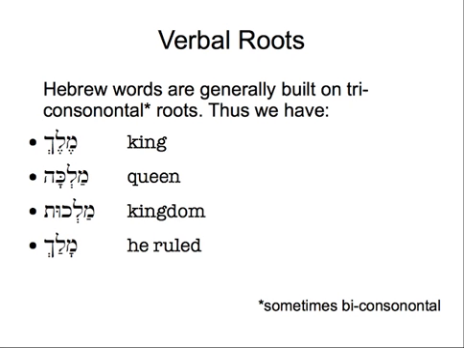Looking at how Hebrew begins to form its verbs, most Semitic languages, Hebrew being one of them, base words off a triconsonantal root. There are a few biconsonantal roots, but we'll primarily be looking at triconsonantal roots to begin with, words with three consonants. And so we have a three consonant word here: mem, lamed, kaf. As a noun, that would be king, a king.